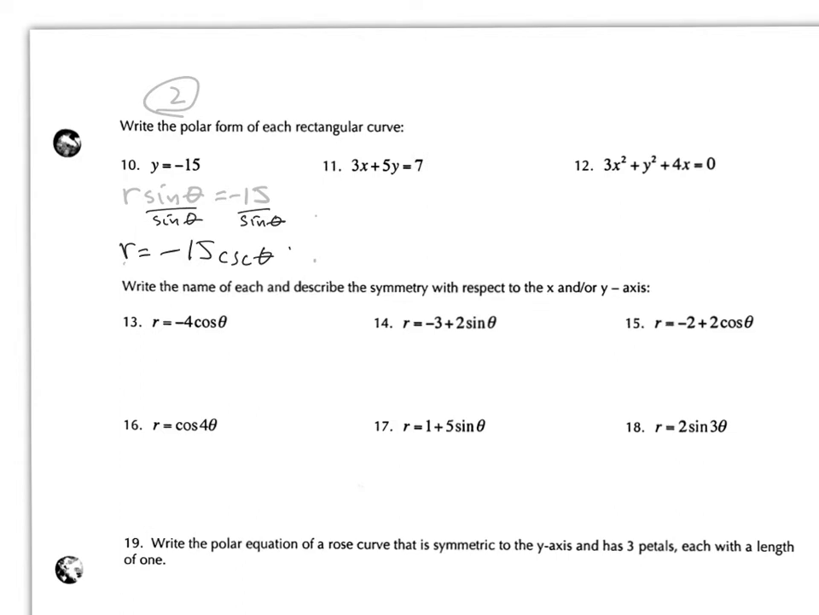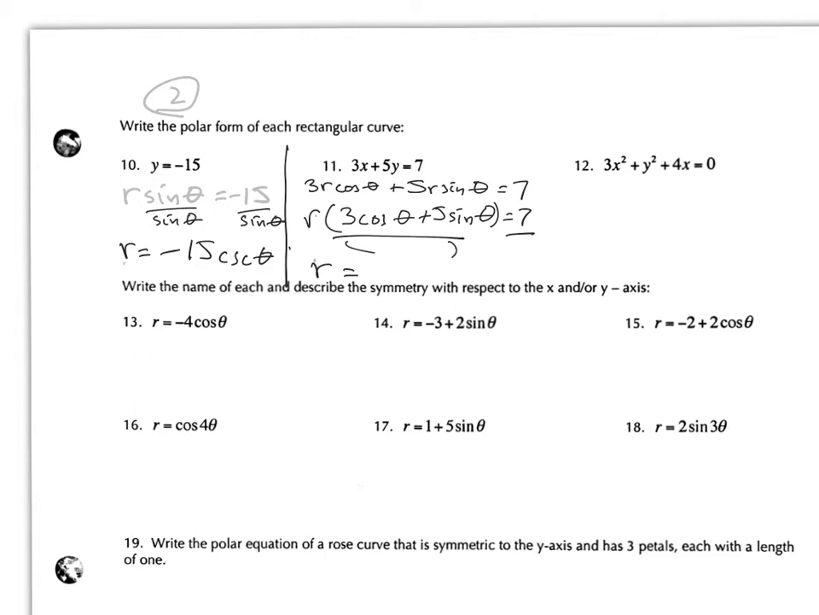For number 11, take out the x, 3r cosine theta. Take out the y, plus 5r sine theta. This equals 7. This, of course, is a line, as we knew from the very beginning. And the line, the trick is to factor. So these both have an r, so we're going to factor that out, because the goal is to have the letter r written one time. 3 cosine theta plus 5 sine theta is now inside the parentheses, equals 7. You divide both sides by this quantity. So we're left with r equals 7 over 3 cosine theta plus 5 sine theta.